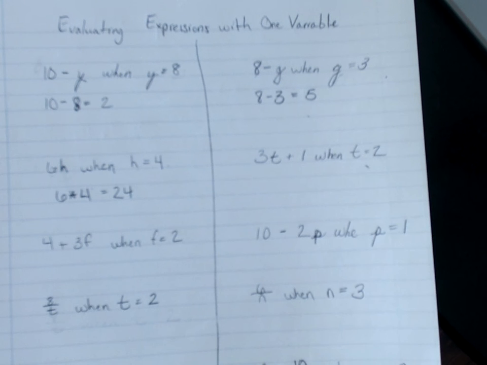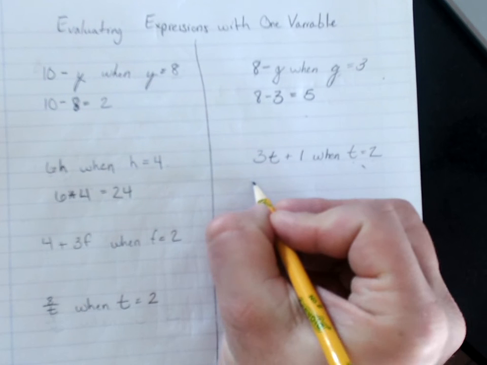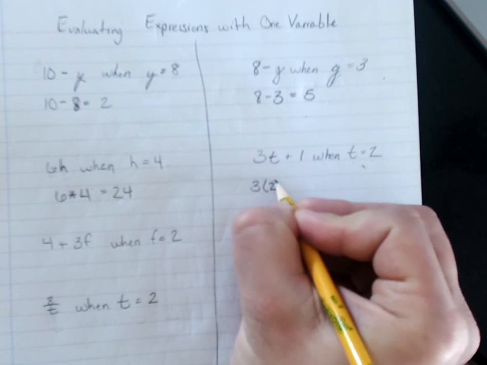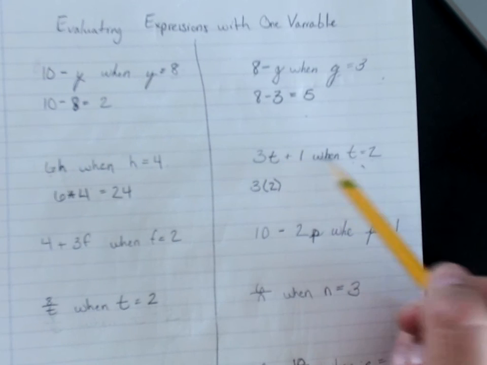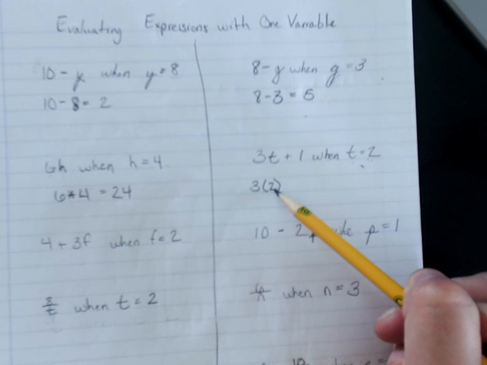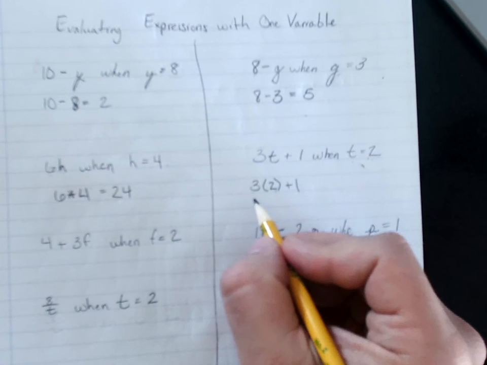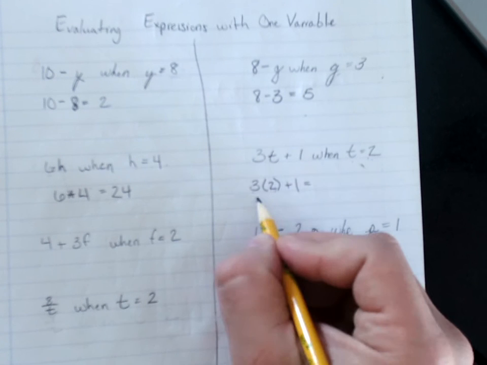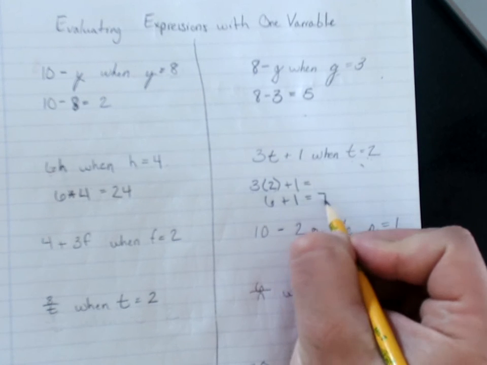Pause if you need to, and try to solve the next one. 3t plus 1 when t equals 2. Substitute 2 for t. And this one, I'm going to write the multiplication differently. Remember, we can write it in parentheses right next to the number. So I'm substituting t equals 2, so there's the t, or 2. 3 times 2 plus 1. 3 times 2, I'm sure you know, is 6, plus 1 equals 7.